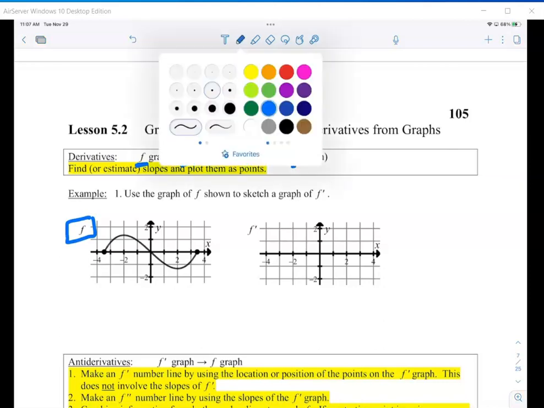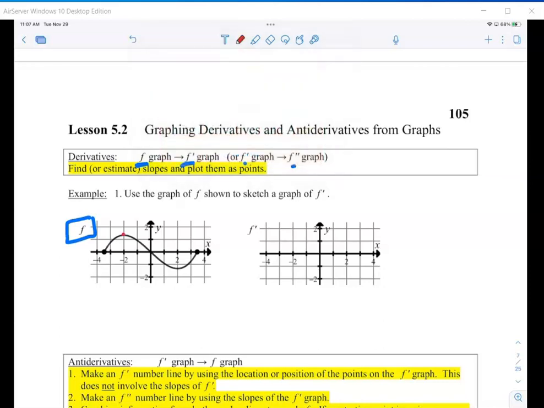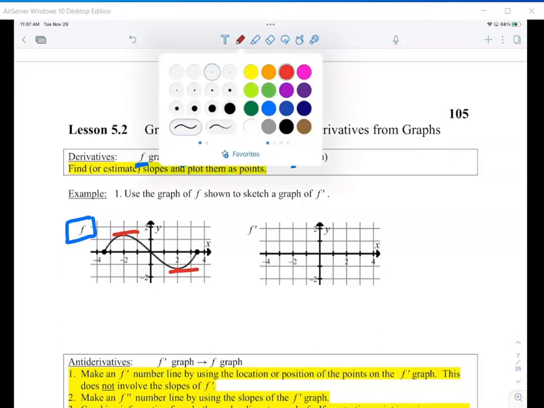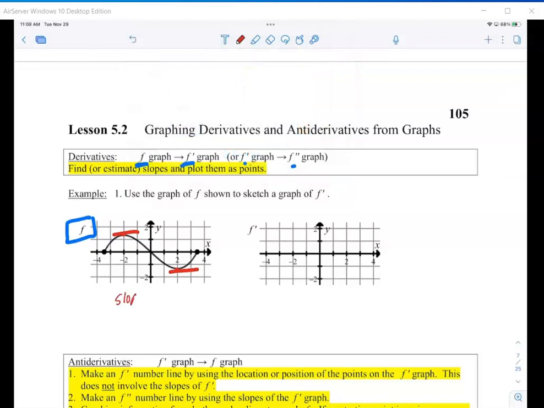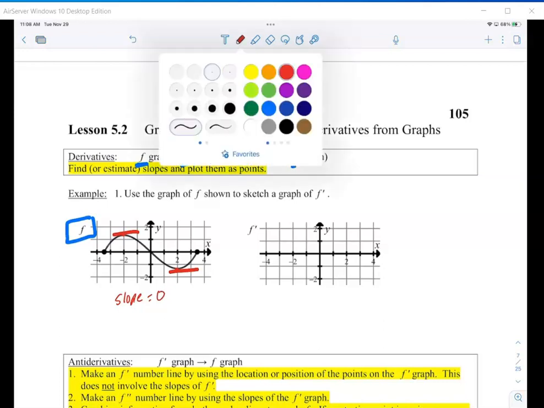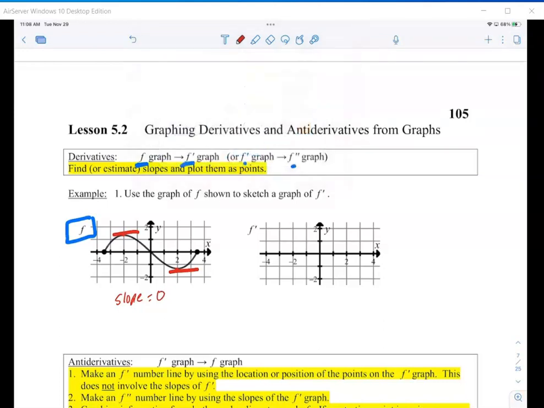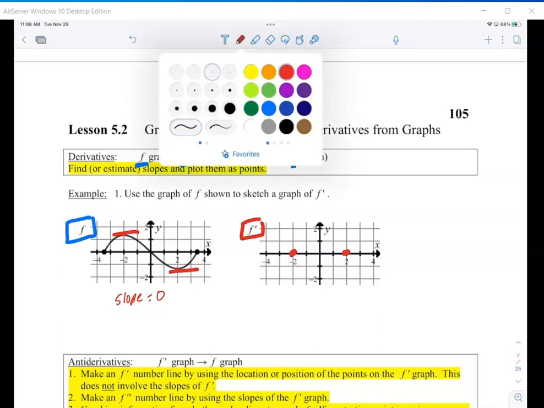Here's what I like to do. We know that anywhere the slope is 0, those are horizontal tangents, right? Those are places where the slope is 0, which means that over here on my actual derivative graph, those points are going to show up as zeros. Now check this out.